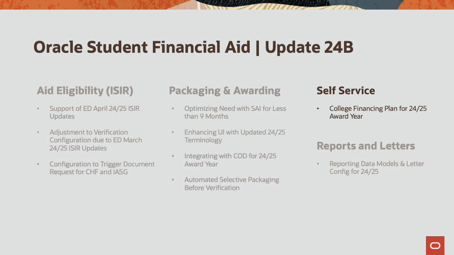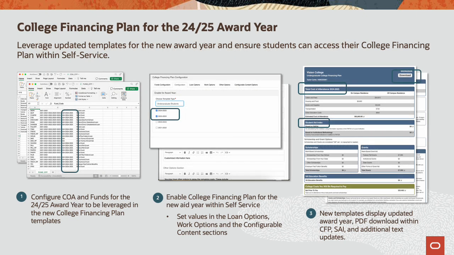Moving now on to the updates that were made for our self-service. You now have the ability to provide your students with a college financing plan using the updated undergraduate and graduate professional templates for the 24-25 award year, allowing them to compare cost and the expected financial aid that they'll receive at your institution. As with prior years, configuration will allow you to drive the category a cost of attendance item should be displayed under and whether it applies to on or off-campus residents.